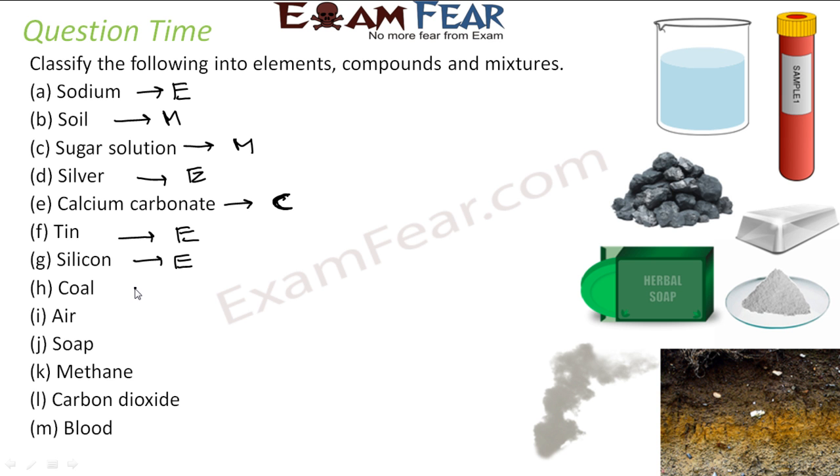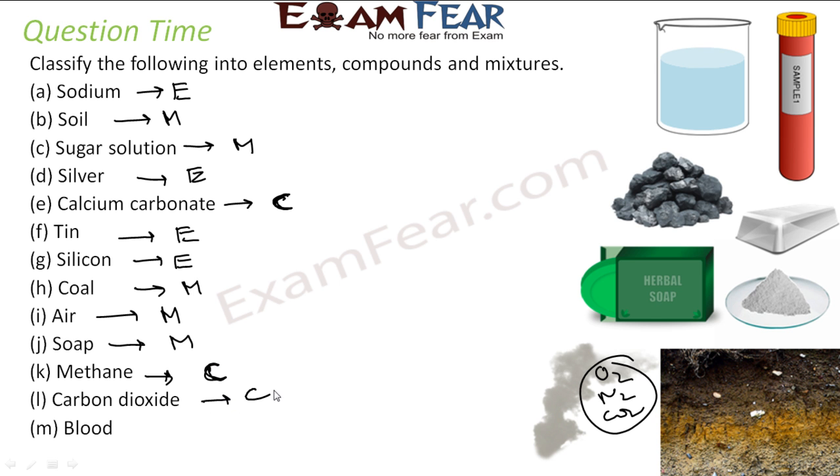Coal. When you talk about coal, it is a mixture. We just saw, right? It has so many impurities and all. Air. Air has oxygen, nitrogen, carbon dioxide. It is actually a colloidal solution, so I can say it's a mixture. Soap has so many compounds mixed together, it's a mixture. Methane is CH4. CH4 is again a compound because it has elements, right? Carbon dioxide is again a compound because it's CO2.